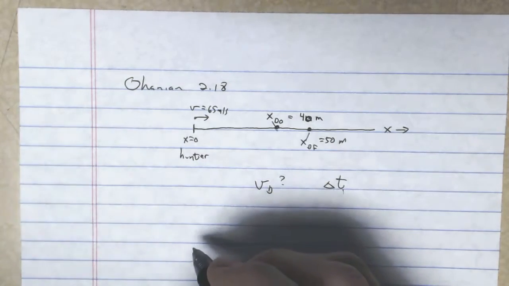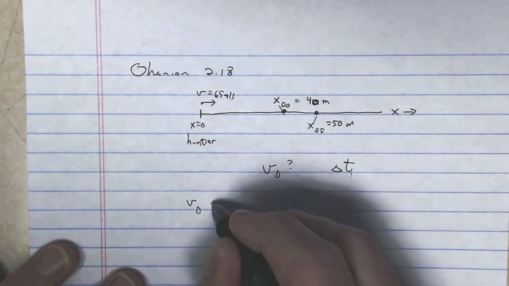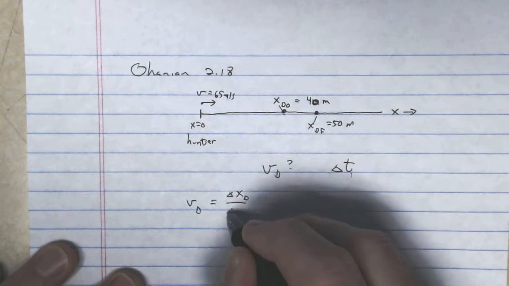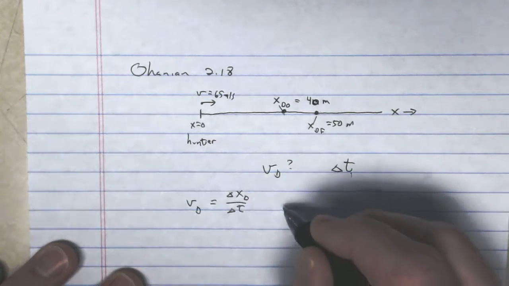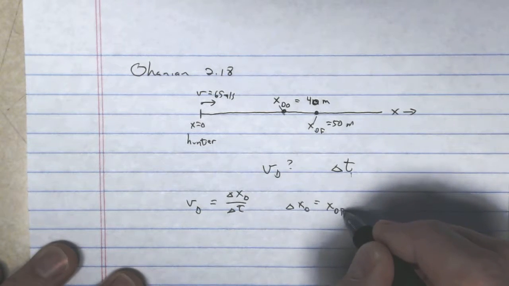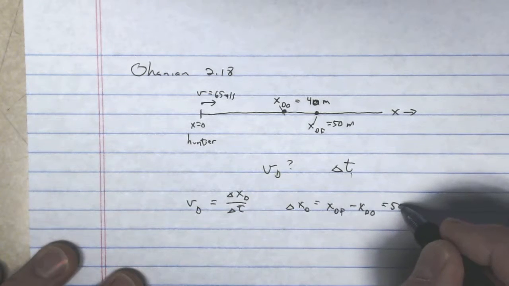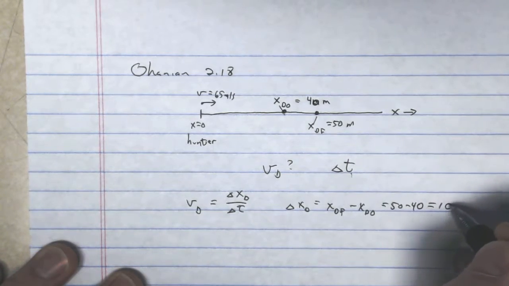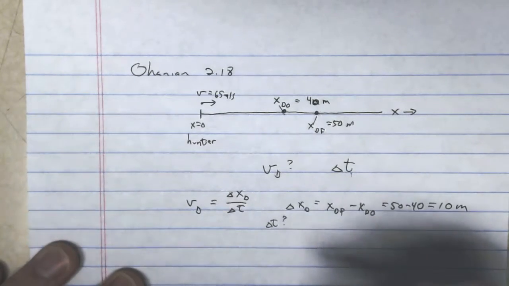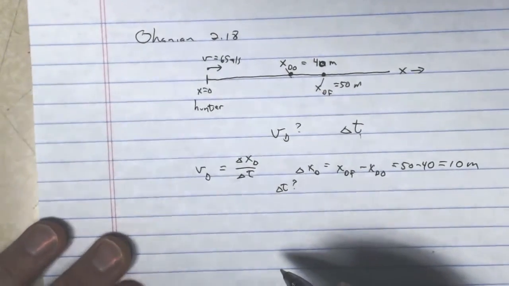Well, sometimes you want to backward engineer the problem, and I realized that I could solve for the velocity of the deer using that's equal to the delta x of the deer over delta t, and I know delta x of the deer is final position of the deer minus initial or original position of the deer, or 50 minus 40 equals 10 meters. That's all well and good, except I don't know delta t. So I'm temporarily stuck. Let's focus for a moment on the arrow.